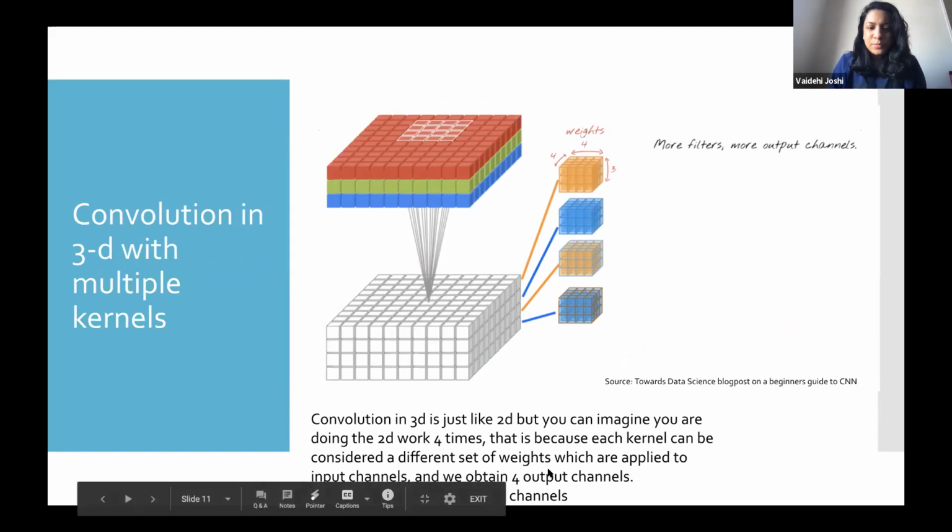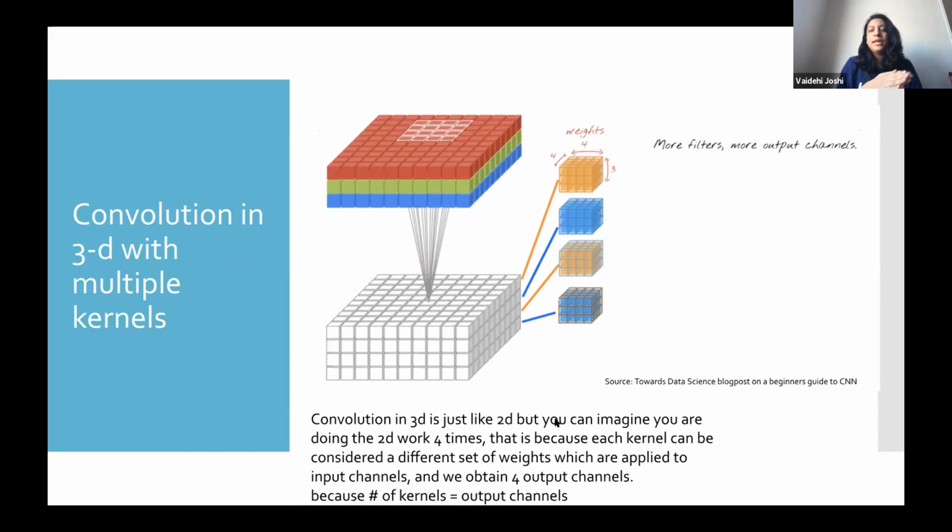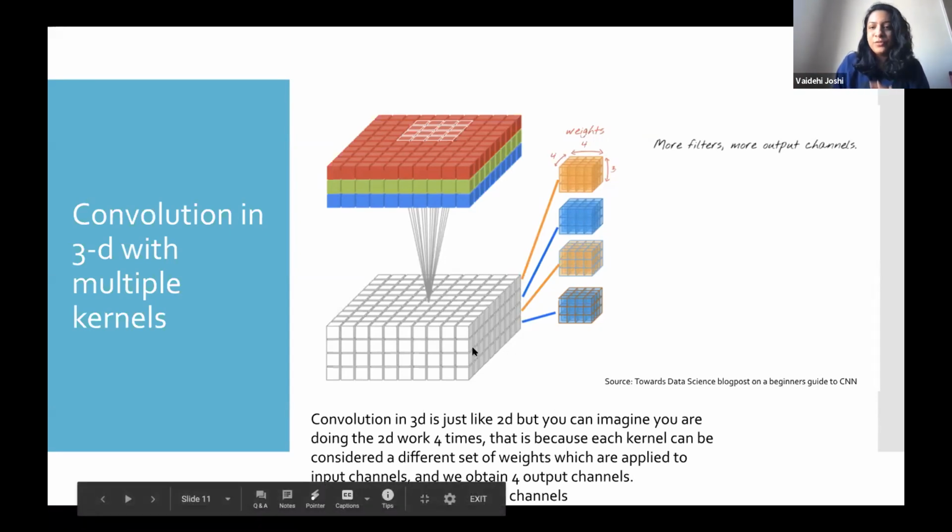I think it was mentioned before in this presentation, but you should remember this one key thing, that the number of kernels or the number of filters that you would be using in one layer is what your number of output channels will be. So number of kernels is equal to the number of output channels. This is one key thing you have to remember. I think you might be using this in homework too.